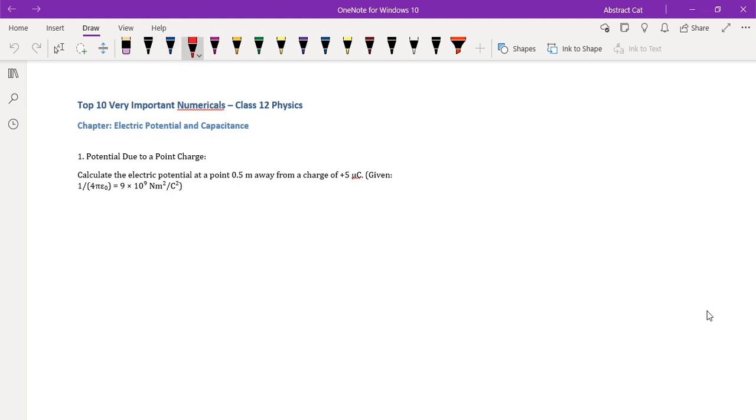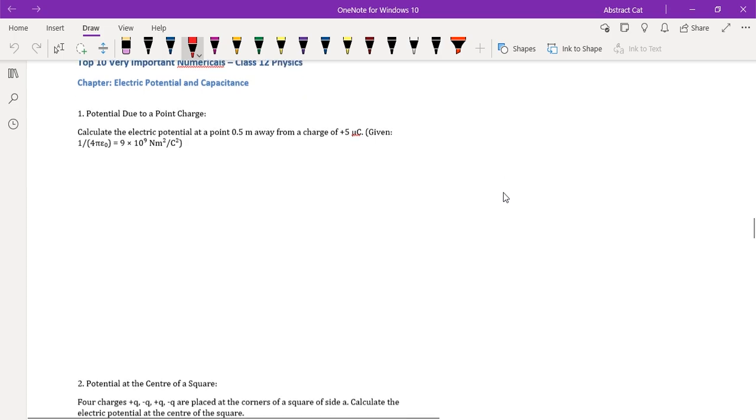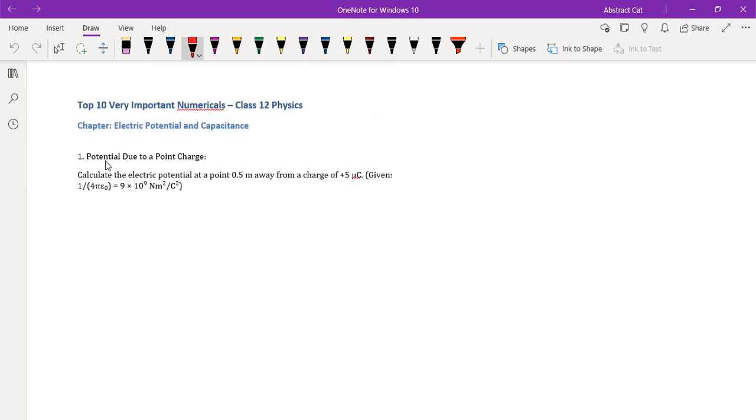So today we solve top 10 very important numericals on class 12 physics. Chapter: electric potential and capacitance. Chapter 2. So question number 1, the potential due to a point charge: calculating the electric potential at a point 0.5 meter away from the charge of plus 5 microcoulomb is given.